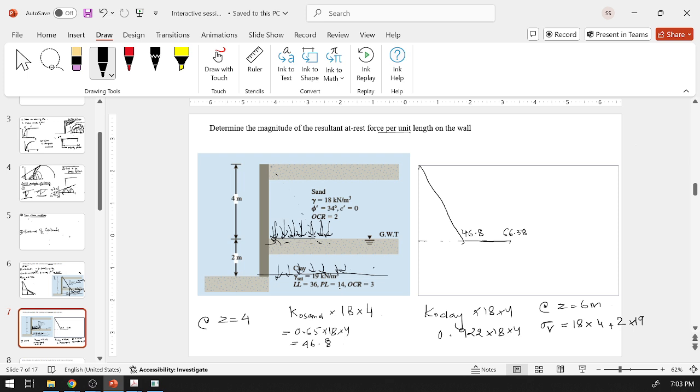Because the water will have the same pressure in all directions, it will not contribute to a net horizontal stress being evaluated here. So it will be 19 minus 9.81, and sigma h will be K naught into this much, 18 into 4 plus 2 into 19 minus 9.81, which is 90.38, into 0.92, which is 83.33.